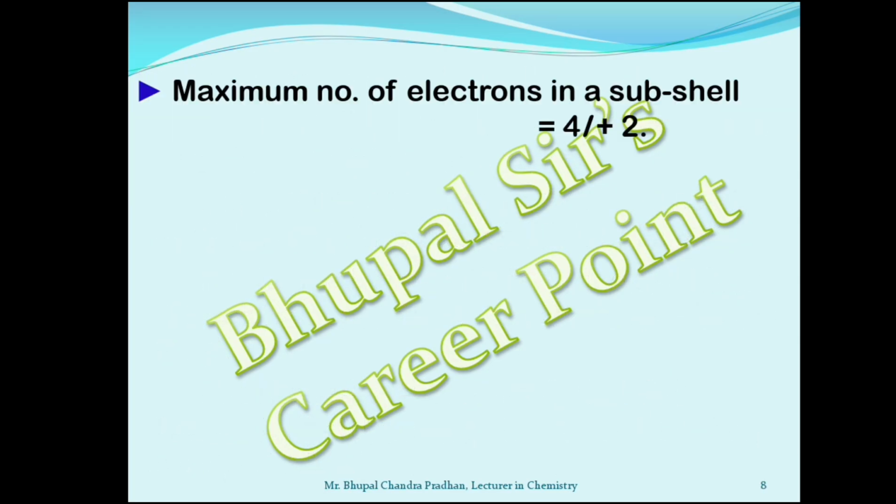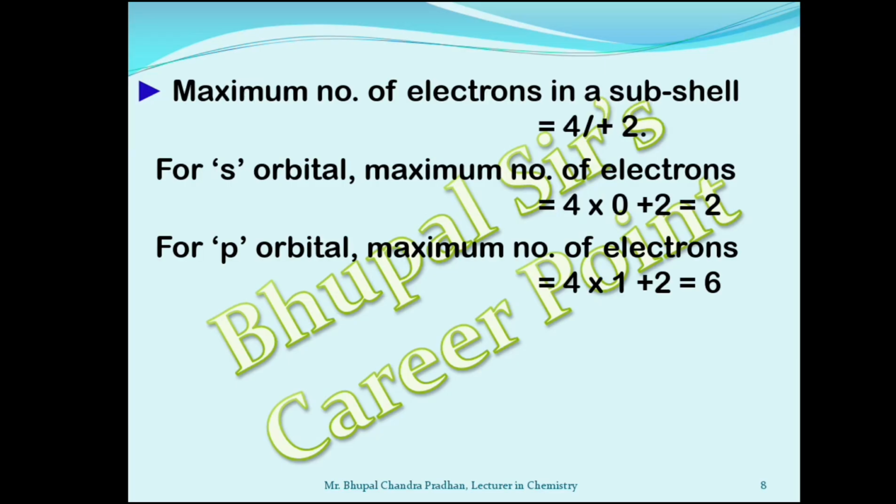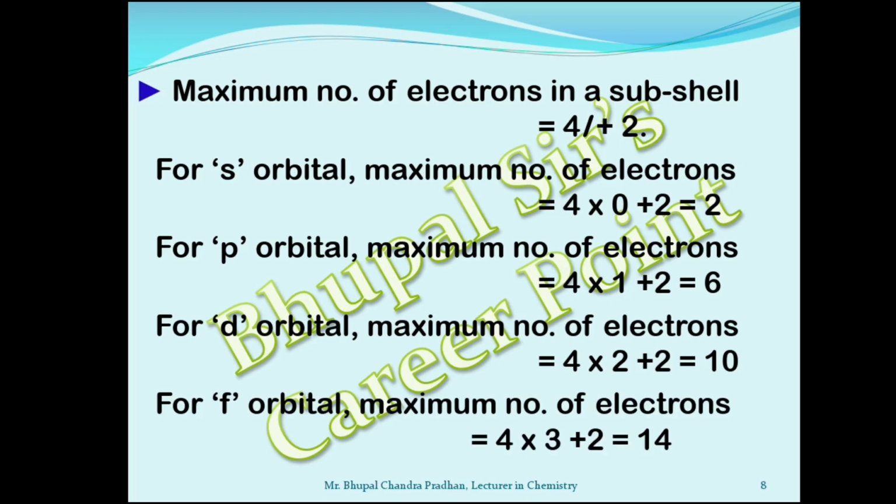Now, the maximum number of electrons in a subcell is equal to 4l plus 2. By using this rule, we can calculate how many electrons are present in which subcell. For s subcell, l is equal to 0. So, the maximum number of electrons in s subcell or s orbital is 4 into 0 plus 2, that is 2. For p subcell, maximum number of electrons is equal to 4 into 1 plus 2, that is equal to 6. For d subcell, maximum number of electrons is equal to 4 into 2 plus 2, that is equal to 10. For f subcell or f orbital, maximum number of electrons is equal to 4 into 3 plus 2, that is equal to 14.